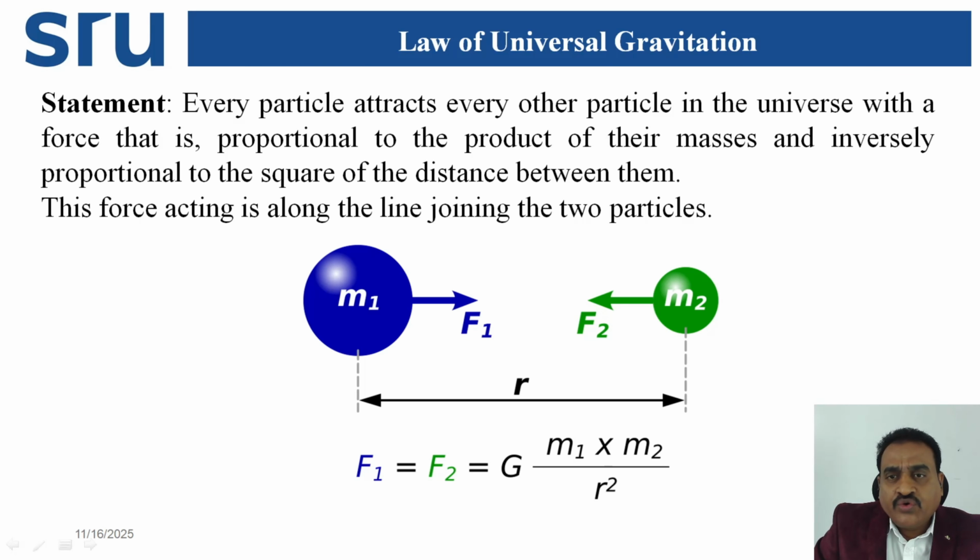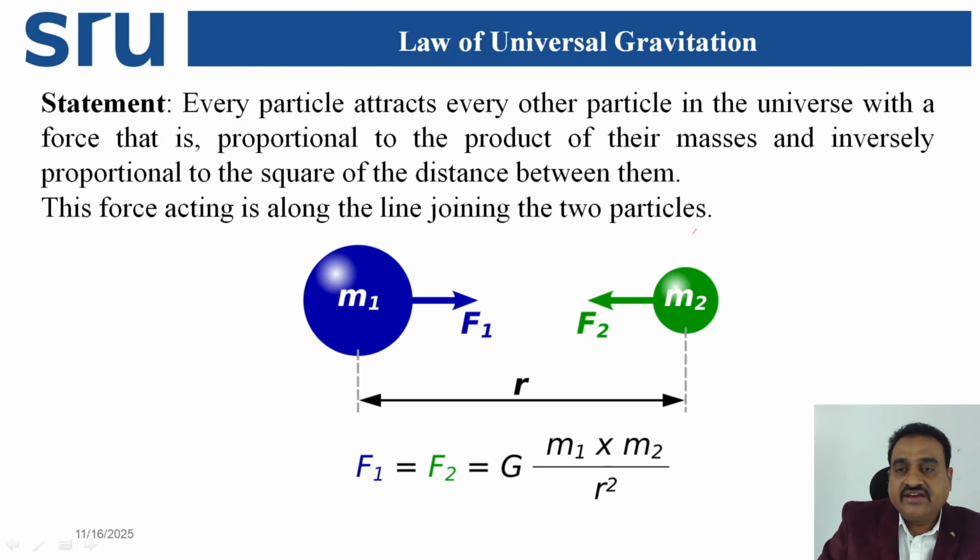What is the law of universal gravitation? Every particle in the universe attracts every other particle with a force that is proportional to the product of their masses and inversely proportional to the square of the distance between them. This force acts along the line joining the two particles.